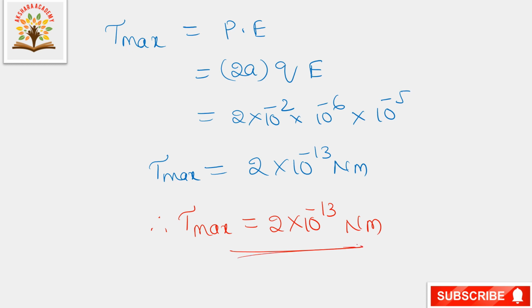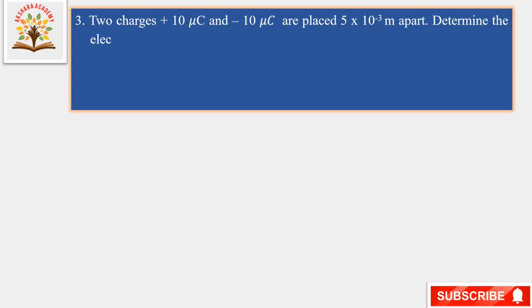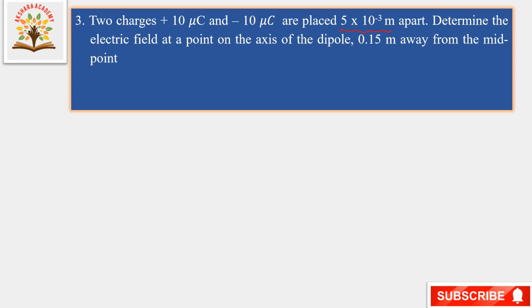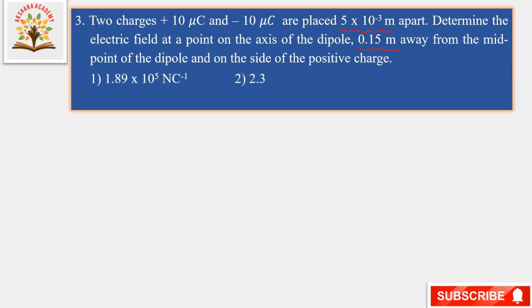Okay. Next we will go to the next question. Two charges, 10 microcoulombs and minus 10 microcoulombs, are placed 5 into 10 to the power of minus 3 meters apart. Determine the electric field at a point on the axis of the dipole, 0.15 meters away from the midpoint of the dipole and on the side of the positive charge. Now let us go to the solution.